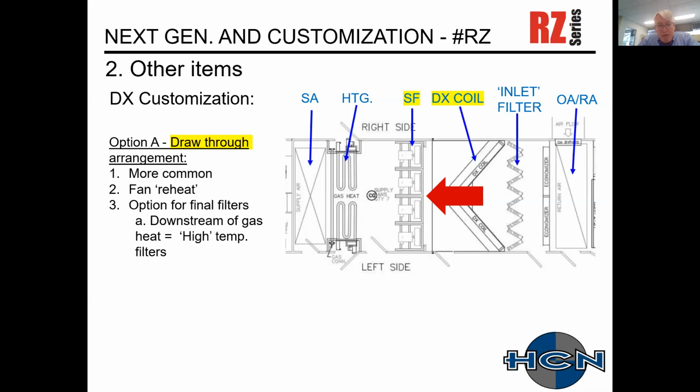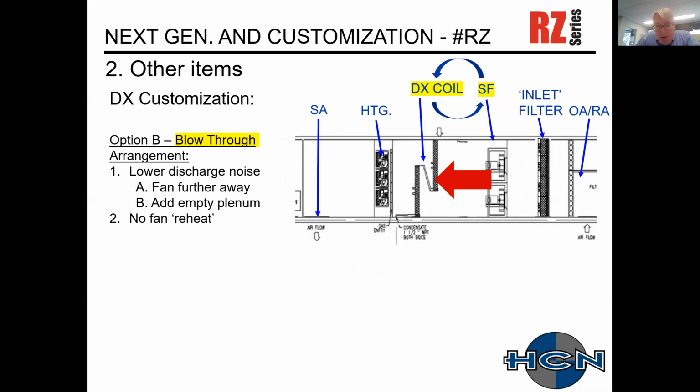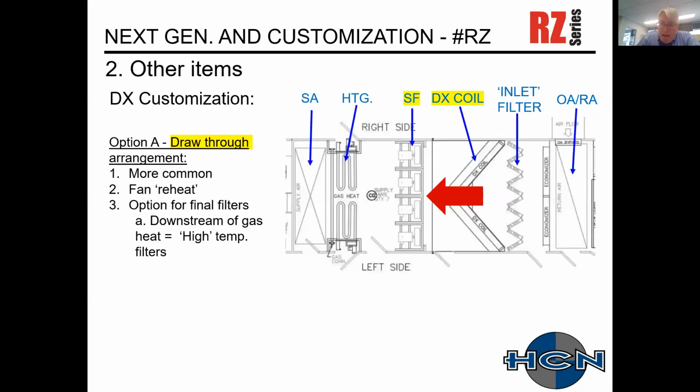Option for final filters, downstream of your gas heat. Just want to point out that these filters are usually specially made to accept the higher leaving air temperatures that could be associated with gas heat. Now, the difference with the blow-through is I've swapped the supply fan and DX coil position. You can see that the supply fan is upstream of the DX coil. Previously it was downstream.